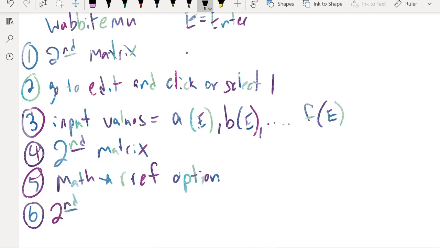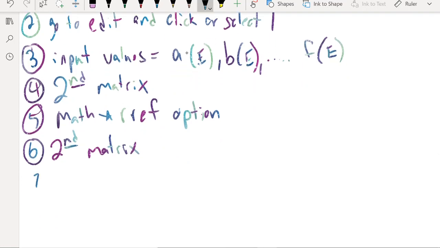Second matrix. One more time. And then the last thing is you're going to, so second matrix, and under names, you click on your matrix name. So it's most likely matrix name A unless you scrolled down and made a matrix B or C or D or whatever. And then you'll hit enter.